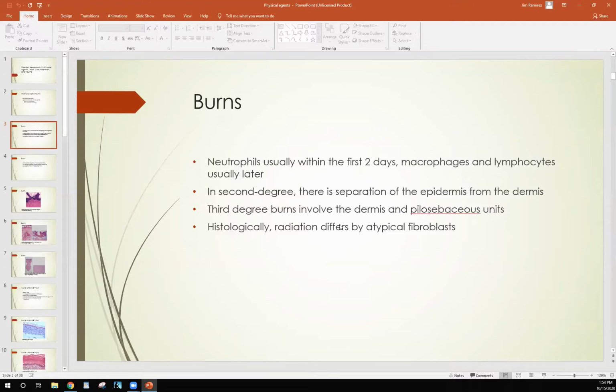Histologically, radiation differs from burns in that you often have these atypical fibroblasts. And I'll mention these a few times and show examples. It's a really helpful clue to define histologically radiation dermatitis. We'll talk about that a little bit more.